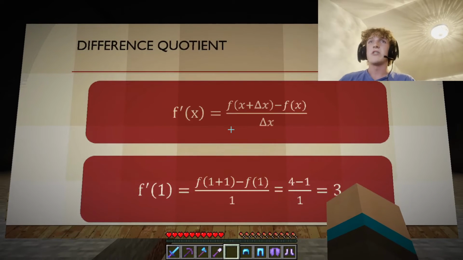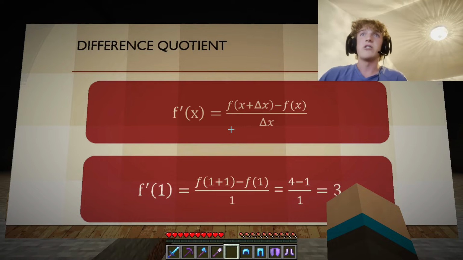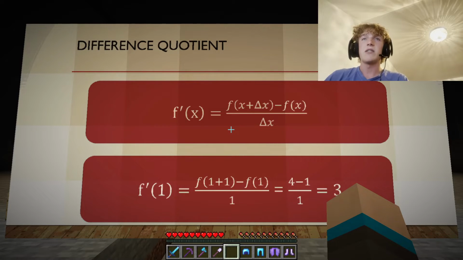Finding the slope of the tangent line is the same process as finding the slope of any linear function, and that is to divide the change in y over the change in x. This is stated through the difference quotient. The difference quotient is that f prime of x equals f of x plus delta x, minus f of x, over delta x.